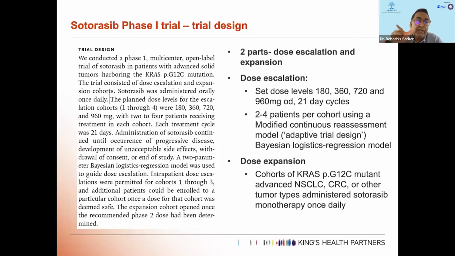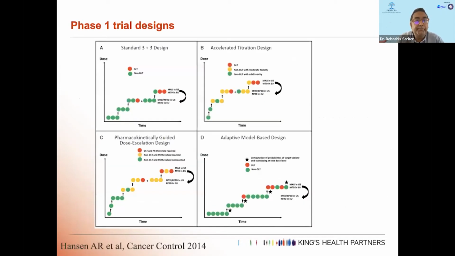They've defined 2 to 4 patients per cohort in the dose escalation period. Then for dose expansion, they've defined 3 cohorts of patients: one with KRAS G12C non-small cell lung cancer, one with KRAS G12C colorectal cancer, and another basket group of other tumors that have the G12C mutation. Sotorasib is given once daily in 21-day cycles. So these are common phase 1 trial designs.